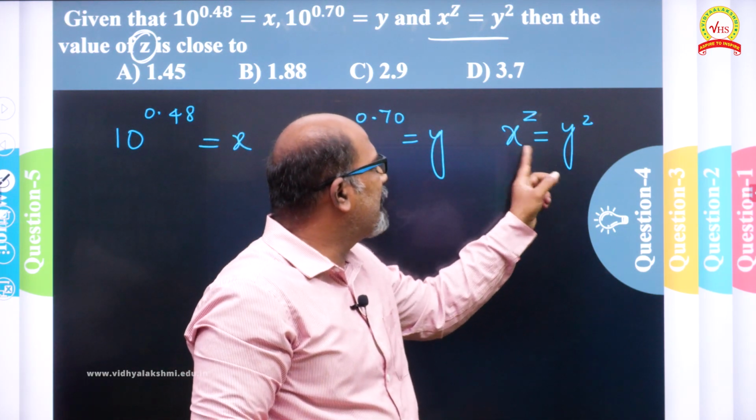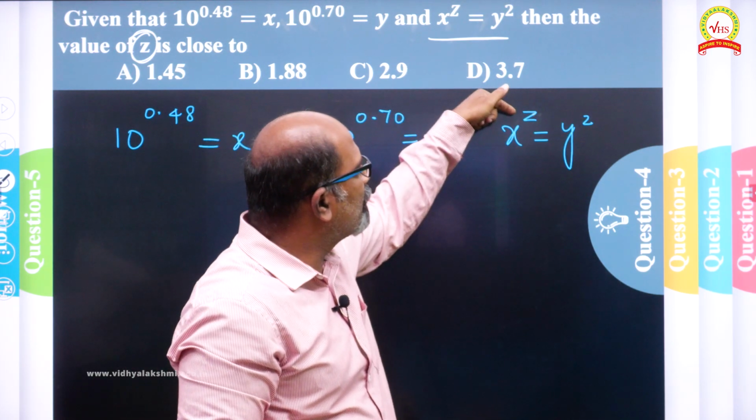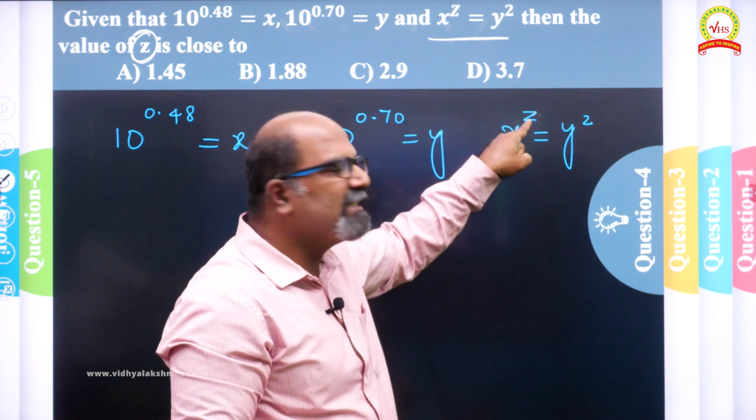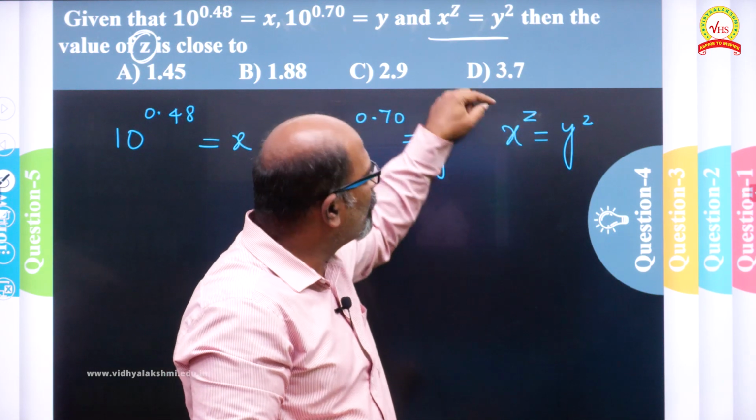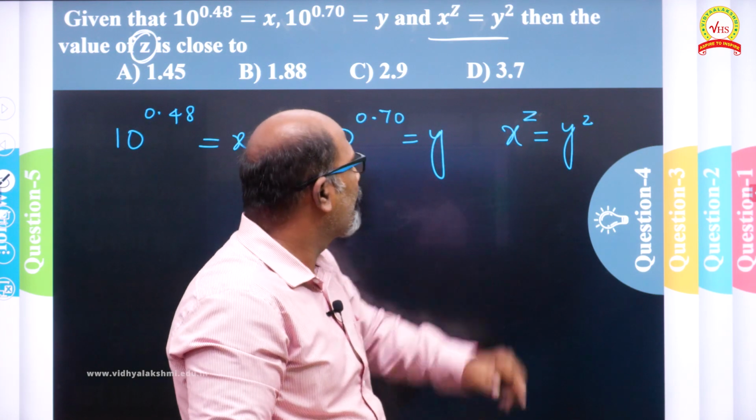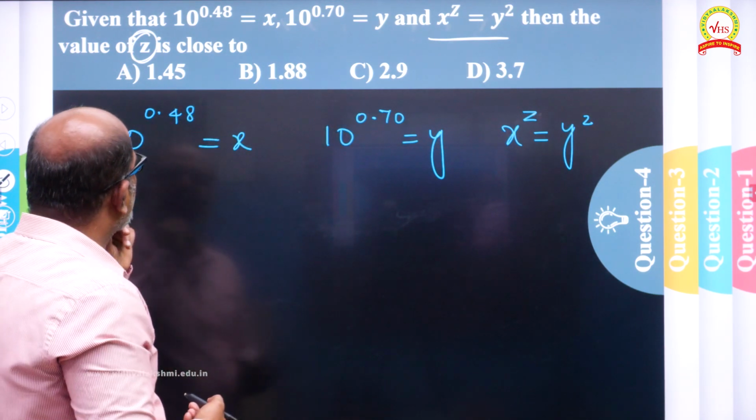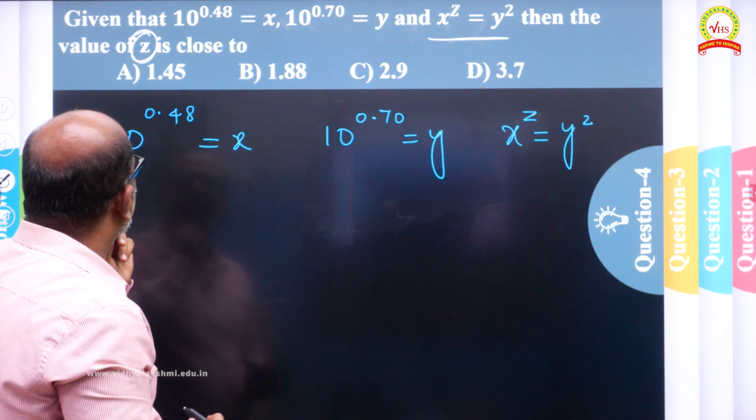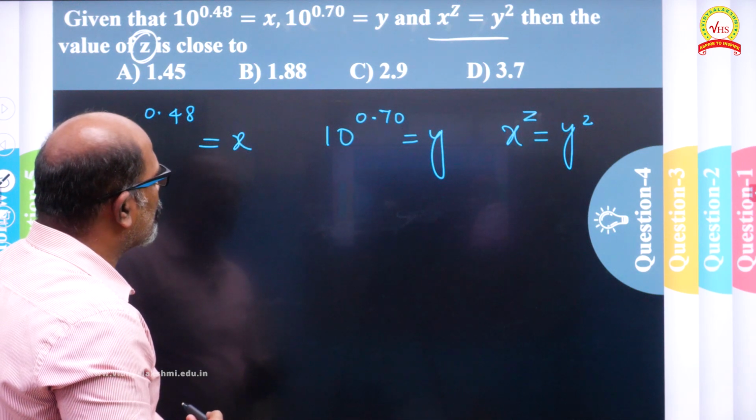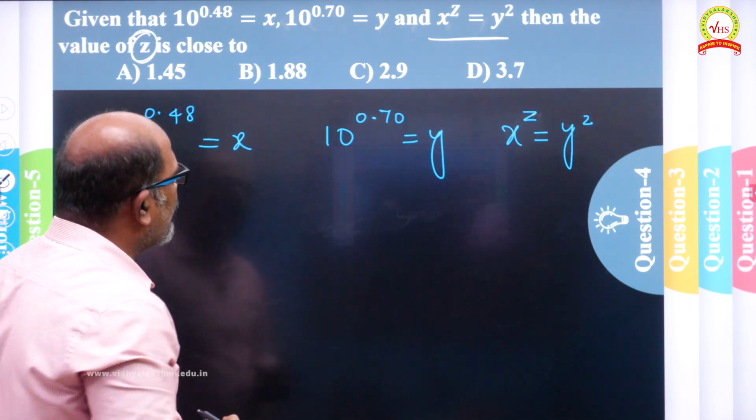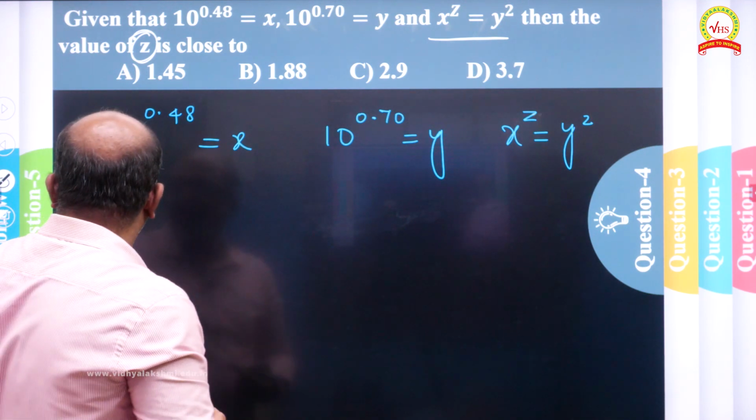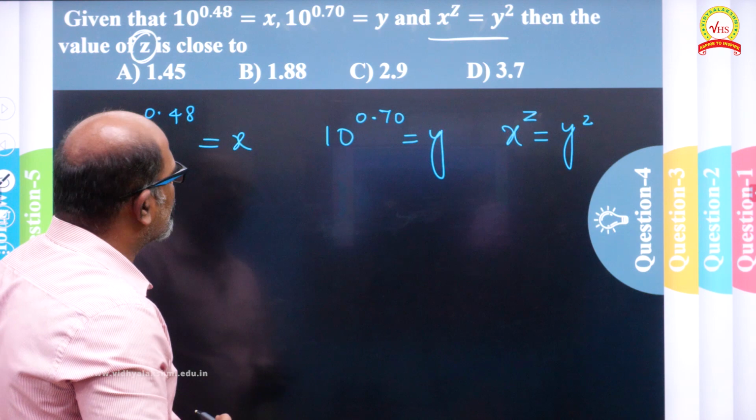When you have the value of x and y, then only you can find the value of z, because in this expression only the term z is involved. If you want to find the value of z, definitely you need the value of x and y. That x value here is given in the form of 10 power 0.48, and the y value is given as 10 power 0.70. Yes, directly it is given, no need to do anything with this. We can directly substitute in that expression.